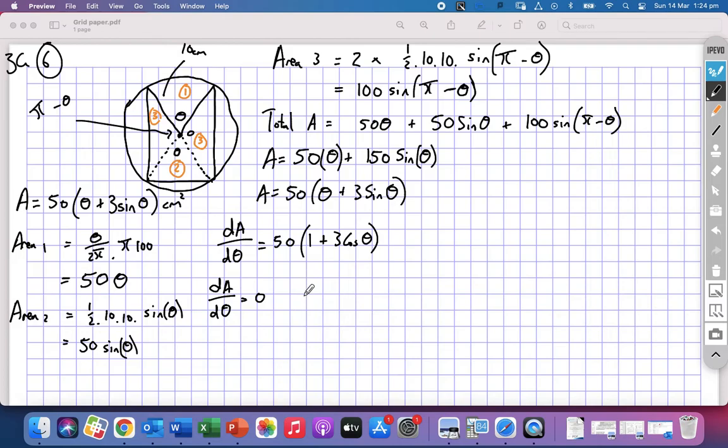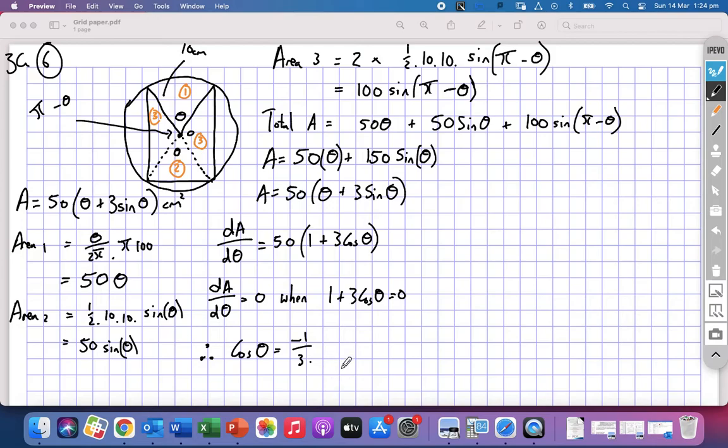It becomes a stationary point, a max, a min, or a point of inflection, when the derivative equals 0. So the derivative equals 0 when what? When this bit equals 0. When 1 plus 3 cos theta equals 0. Therefore, cos theta equals minus 1 on 3.